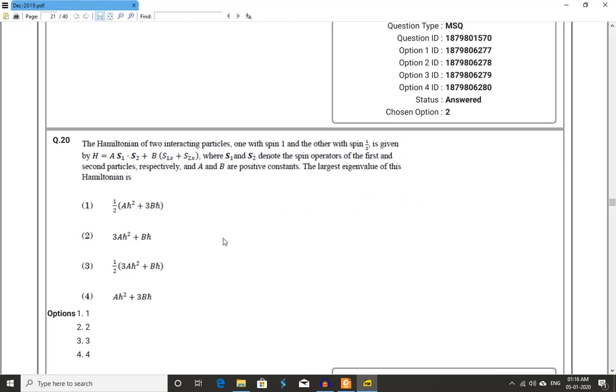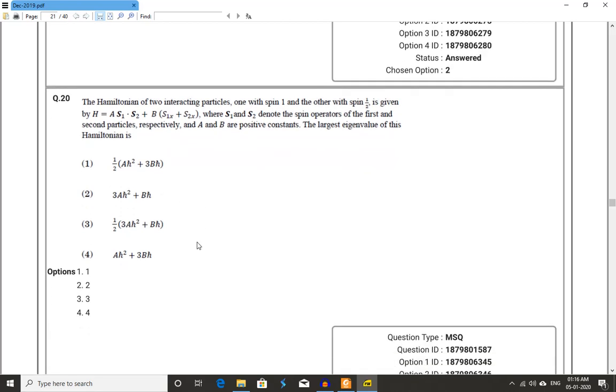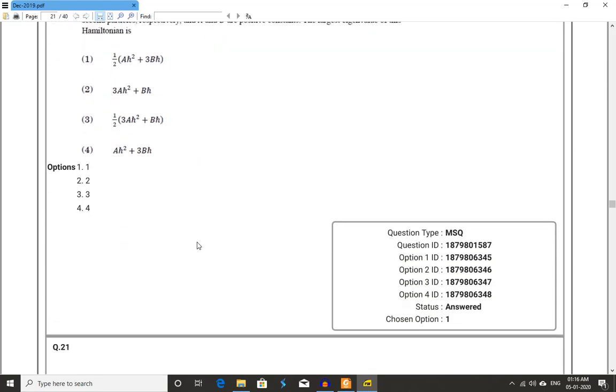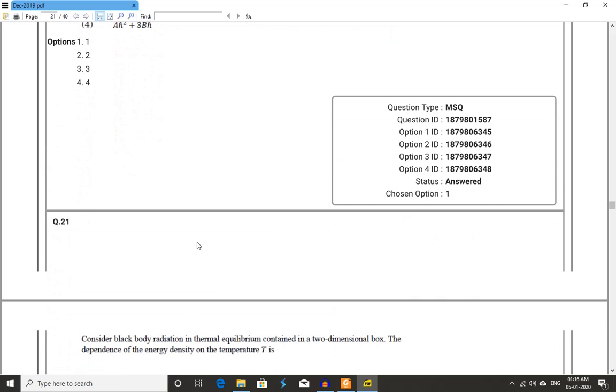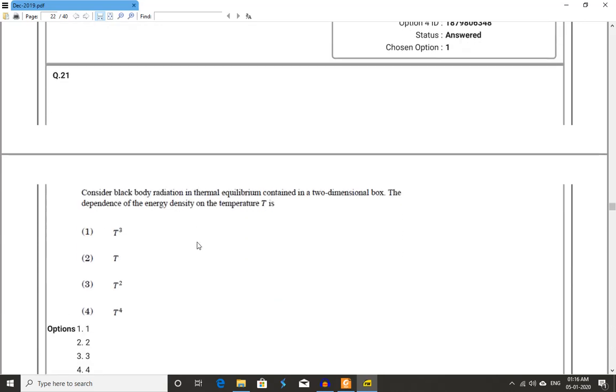The same thing you have done in addition of angular momentum, the same thing you have done in the Zeeman effect. And the exact similar type of question has been asked in previous CSIR questions also. That's why I always tell you to solve the previous year questions and get the concept right. Then your 70% work is done.